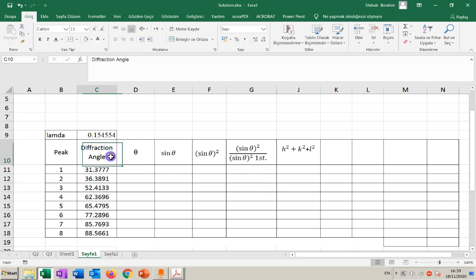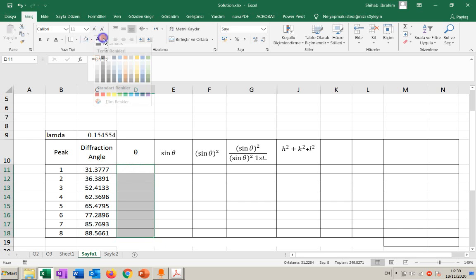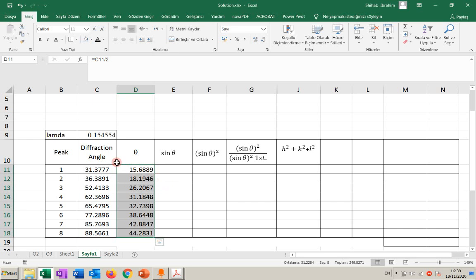Now, in order to do this, this is 2 theta, remember, this is 2 theta. We'll find theta. Theta will be those divided by 2. So if you divide them by 2, you'll get the answers. 31 divided by 2, you will have it here. Now we're going to take the sine.